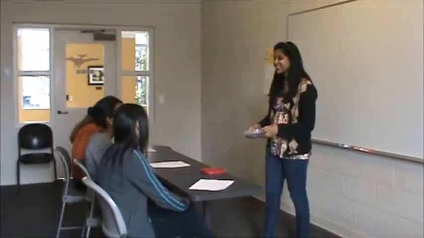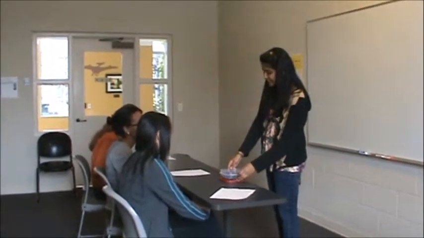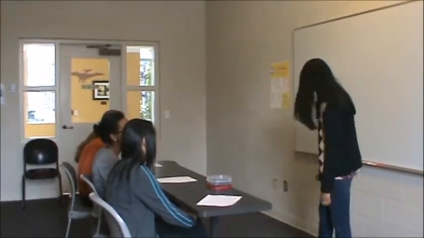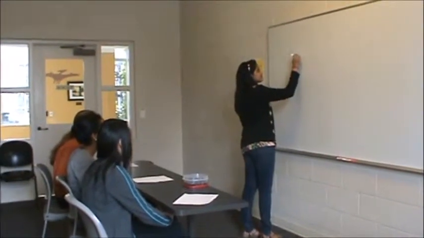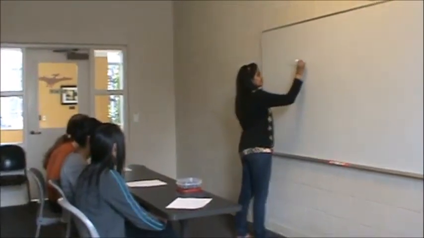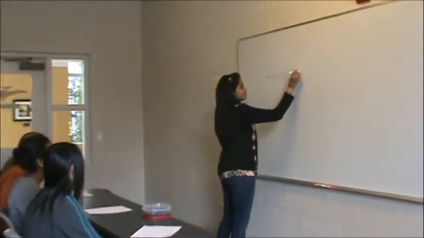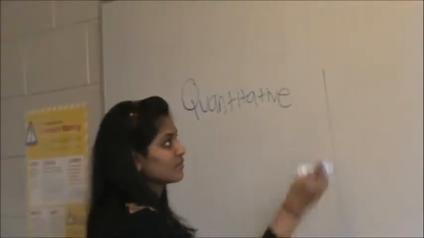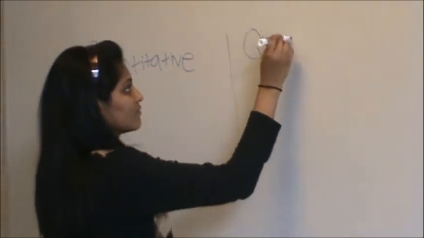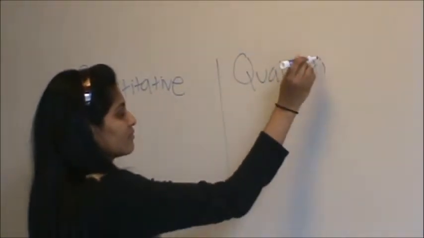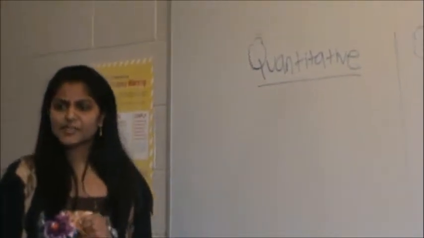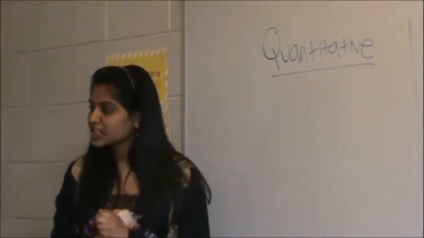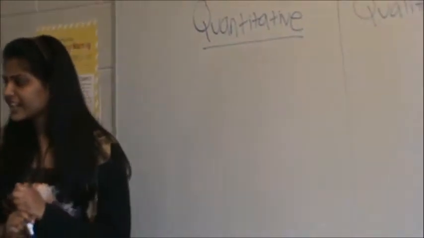And we can actually divide up all the observations you guys made into two different categories called quantitative and qualitative observations. Does anyone know what the root word for quantitative might be? Quantity? Yeah, perfect. Now, who knows what quantity means? A number of something? Yeah, great.